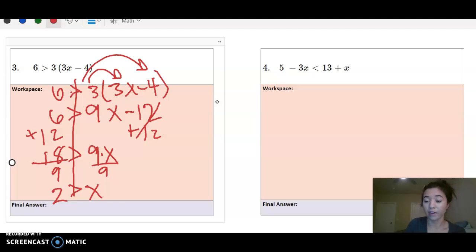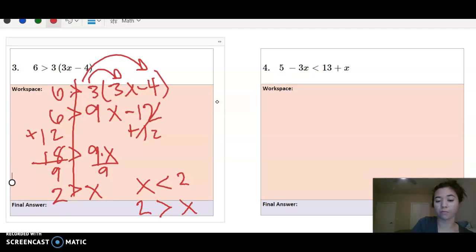Again, here we divided by a positive number, so we don't need to flip my sign. That is my final answer. You could rewrite it and put your x on the other side. Just make sure the smaller part of your sign is on that. This is that 2 is greater than x, which is the same thing as x is less than 2. Notice how the smaller part of my sign is on the x both times. Either way you write that is fine.